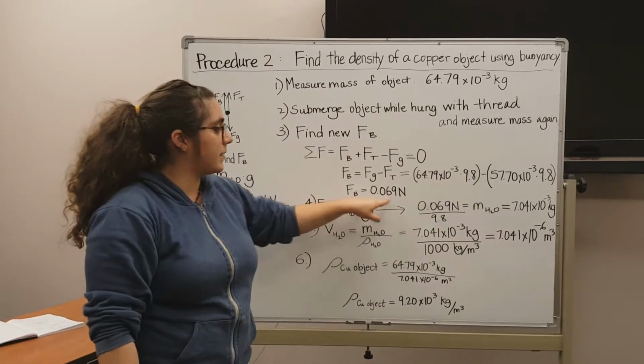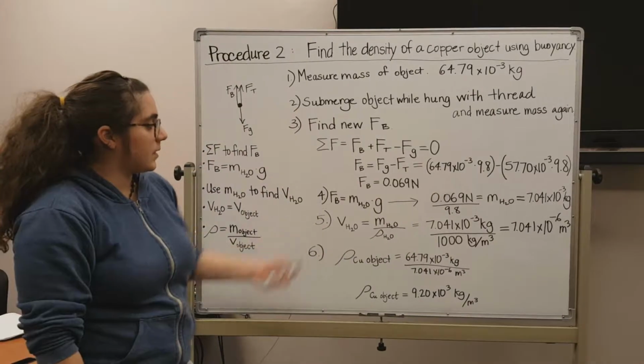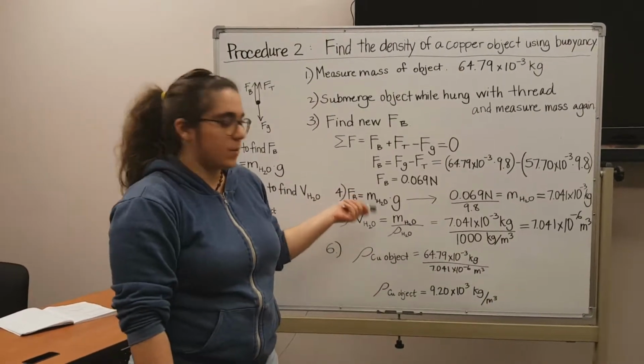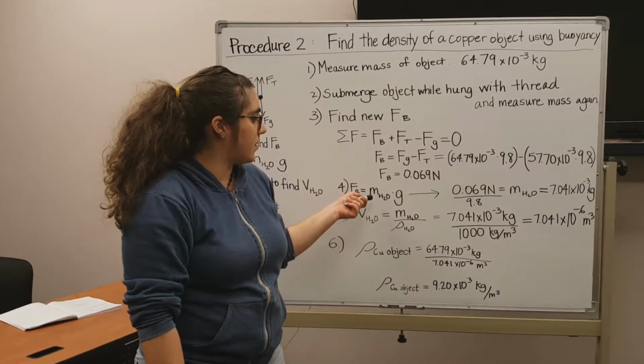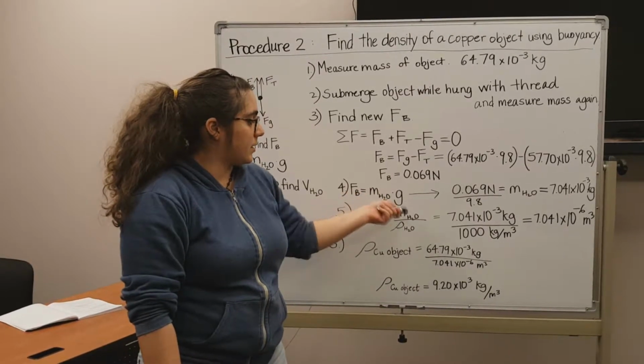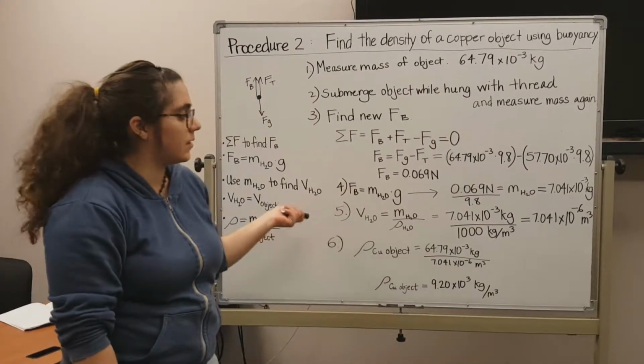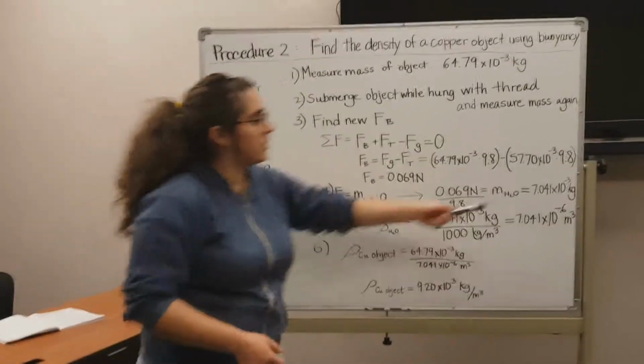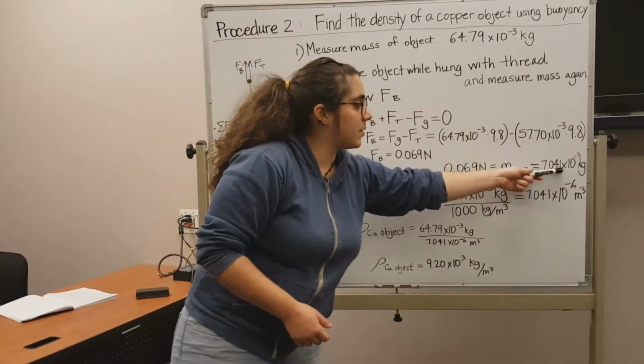So when we get this buoyancy force, calculate the mass of the water displaced, because we know that the mass of the water times g is the buoyancy force. So that's this number right here.